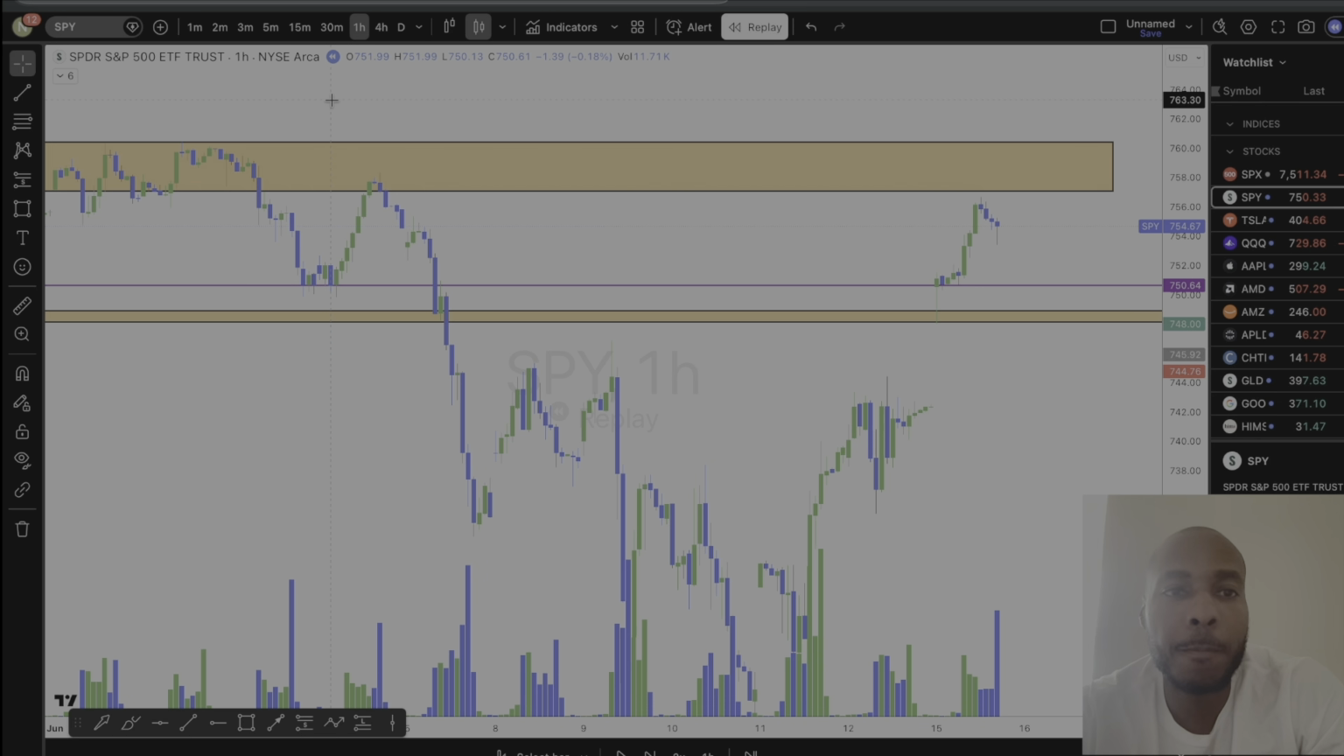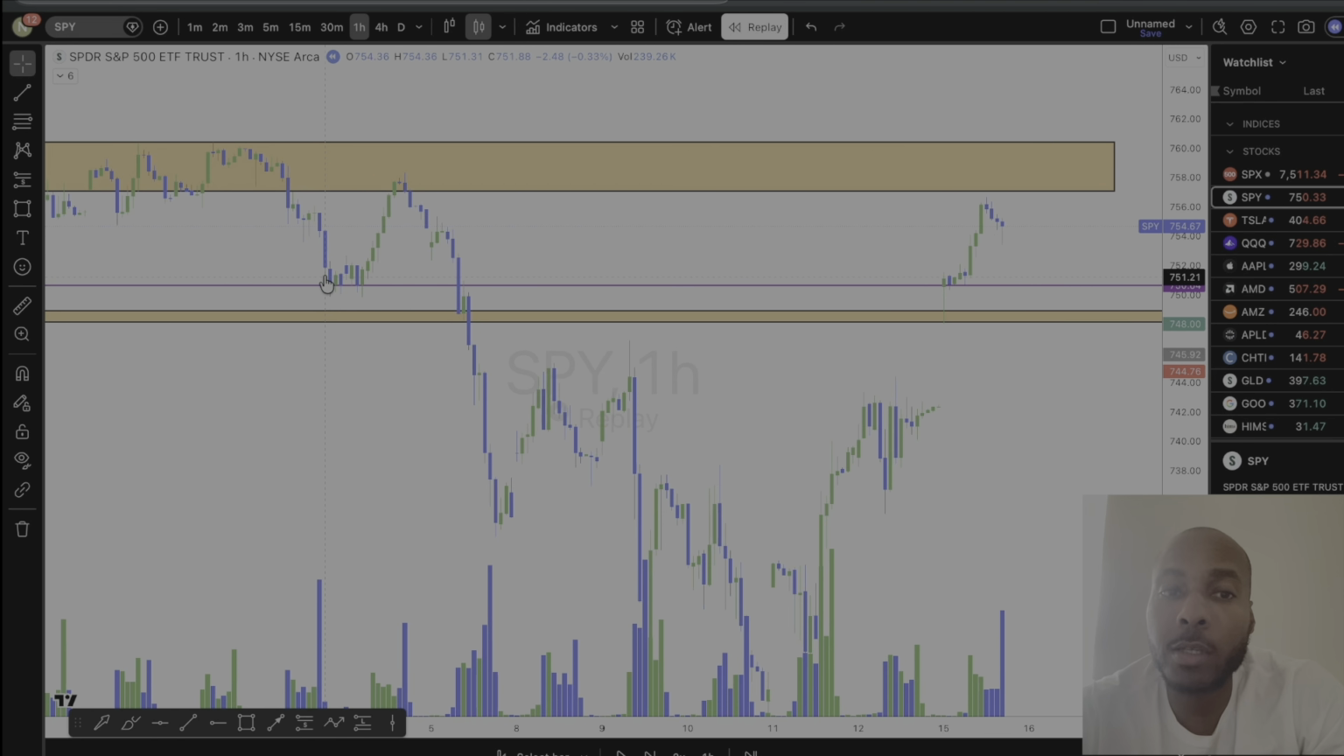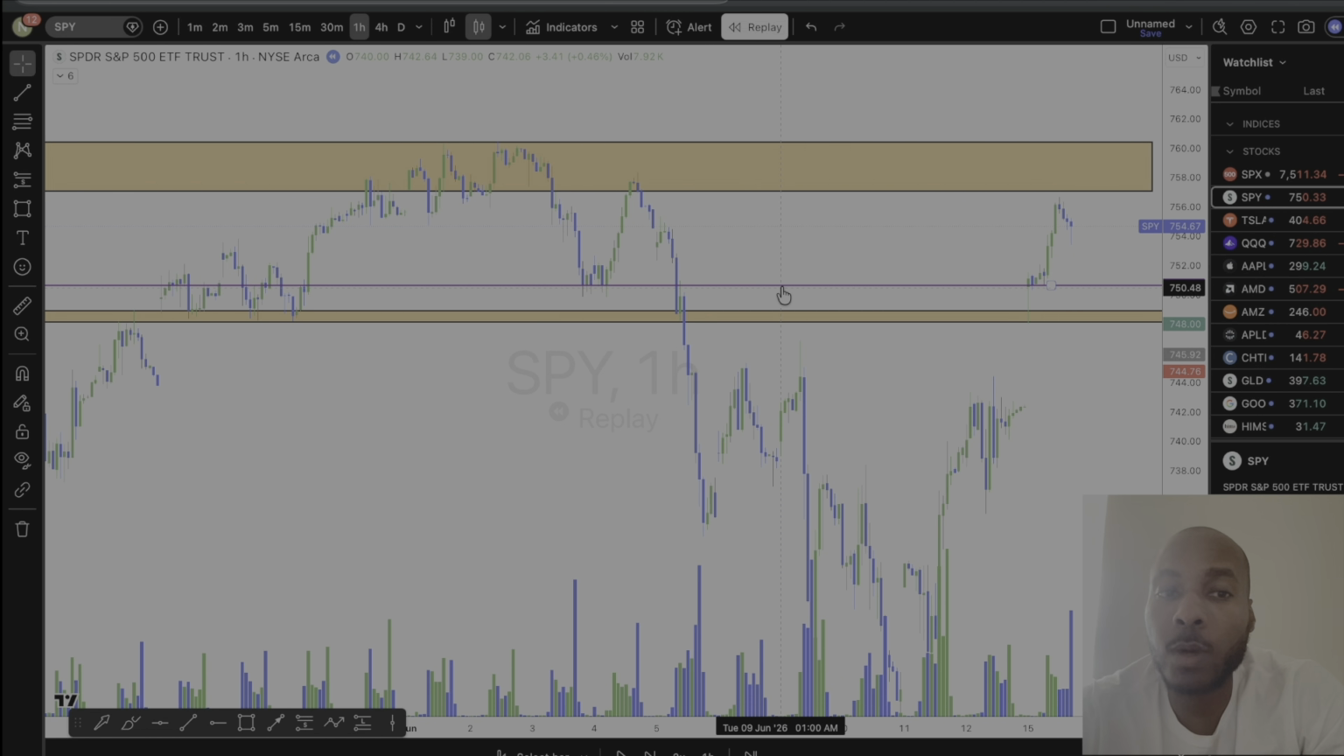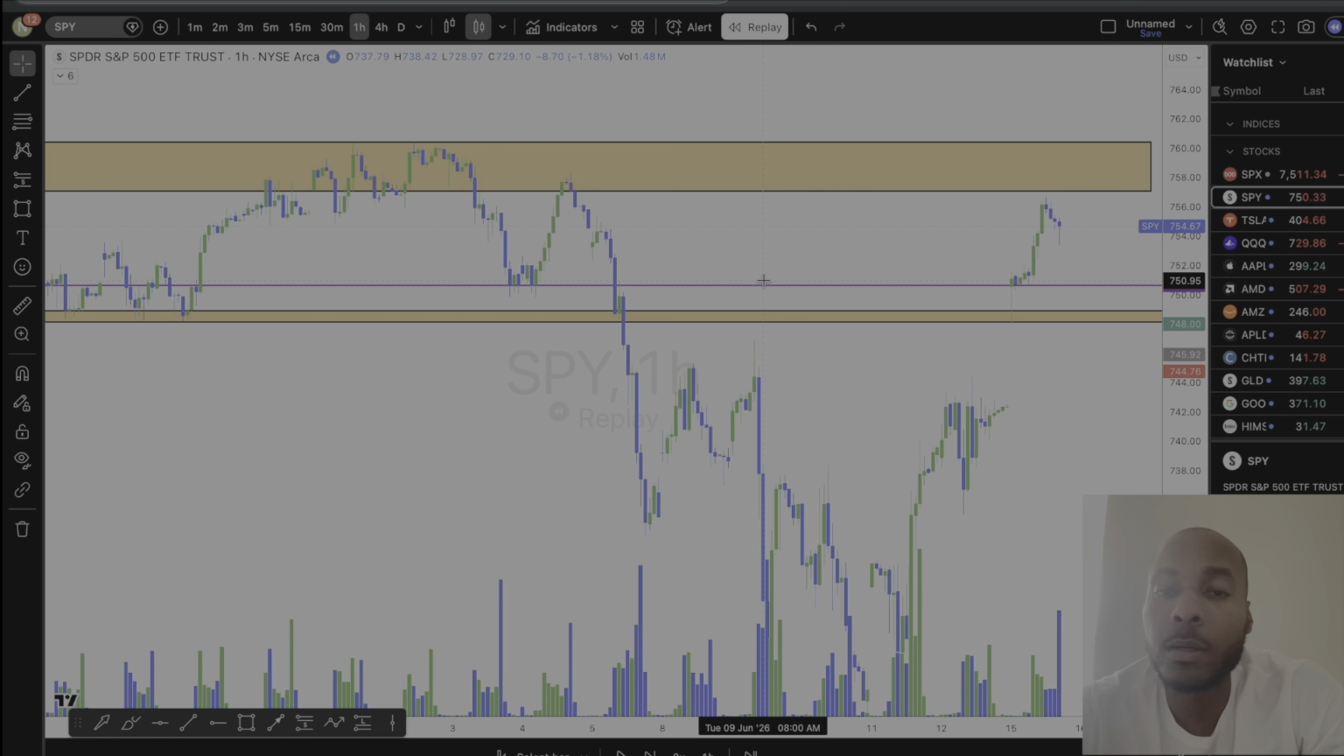Okay. Now we're going to scale down to the 15-minute. Now you can see this is the last area that we had buyers step in. So this is why I'm being cautious at this level, because buyers could definitely step in here.